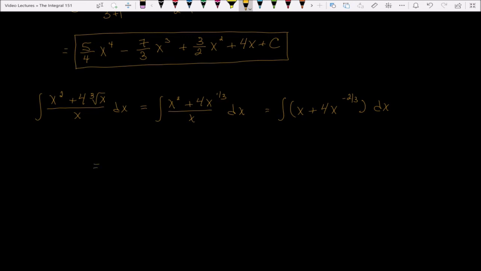Now we can use the sum difference rule as well as the constant multiple rule. This is the antiderivative of x plus 4 times the antiderivative of x to the negative 2/3. Each of these is a power rule. x to the 1 plus 1 over 1 plus 1, plus 4 times x to the negative 2/3 plus 1 over negative 2/3 plus 1. And don't forget the arbitrary constant at the end.